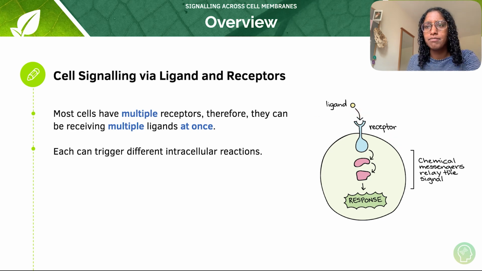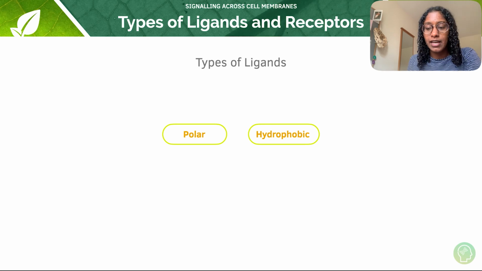Most cells have many hundreds of receptors, thousands, millions of receptors, and various ligands bind to these receptors, which can trigger different intracellular reactions. Now, there are 2 types of ligands. Number 1, polar ligands, and number 2, hydrophobic ligands.